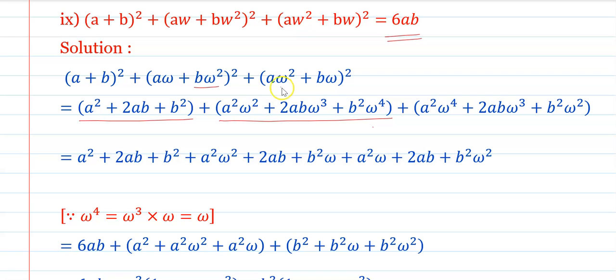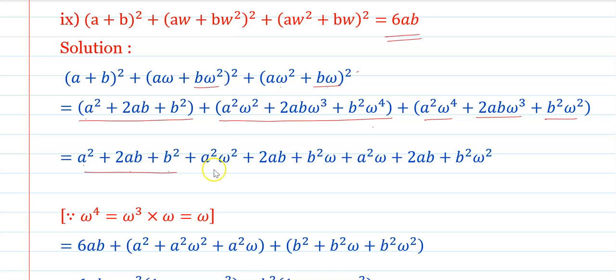Next a omega square plus b omega bracket square, again do the expansion, a omega square bracket square means a square omega raised to 4, plus 2 times a omega square into b omega means 2ab omega raised to 3, again its square, b square omega square. Okay, and this is next, a square plus 2ab plus b square, keep it as it is.